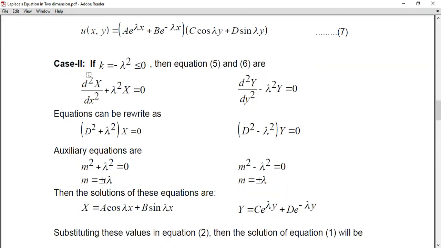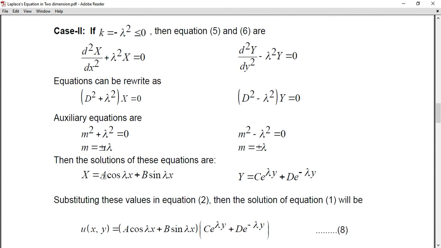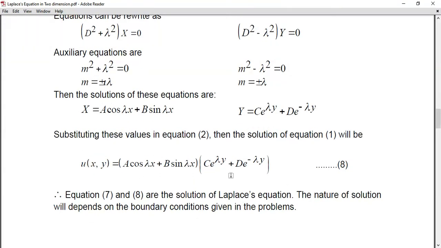Similarly, for case second or case third, when k is negative, k is less than 0. If k is negative, we suppose it is −λ². So equations 5 and 6 are d²X/dx² + λ²X = 0 and d²Y/dy² − λ²Y = 0. The equations can be rewritten like this. Then the solutions of the equations are capital X equals this, capital Y equals this. When we put these values in the assumed solution, we will find this.